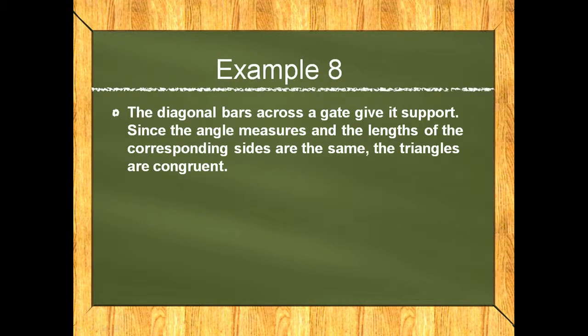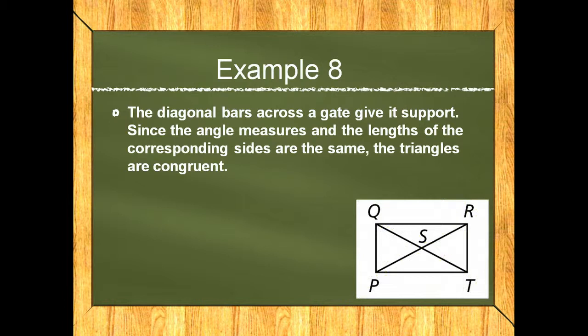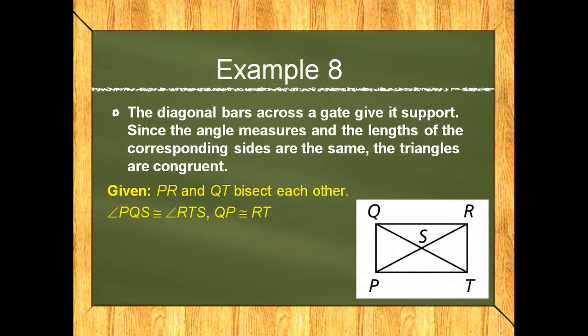The diagonal bars across a gate give it support. Since the angle measures and lengths of the corresponding sides are the same, the triangles are congruent. Here's our picture. If we are given PR and QT bisect each other, angle PQS is congruent to angle RTS, and QP is congruent to RT, we want to prove that triangle QPS is congruent to triangle TRS.